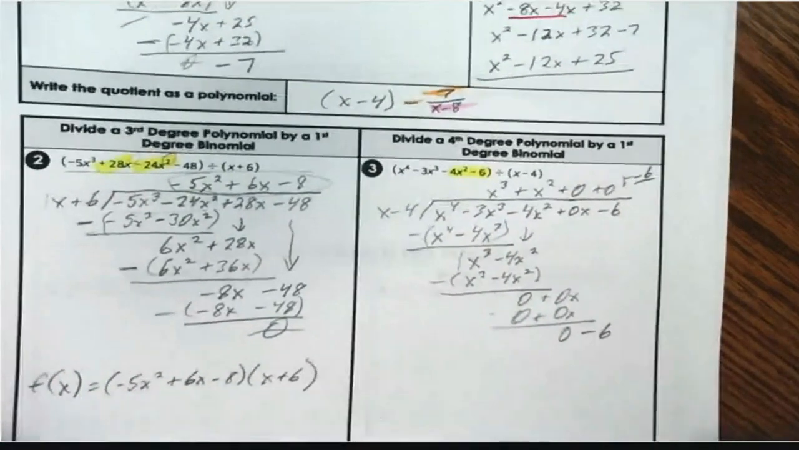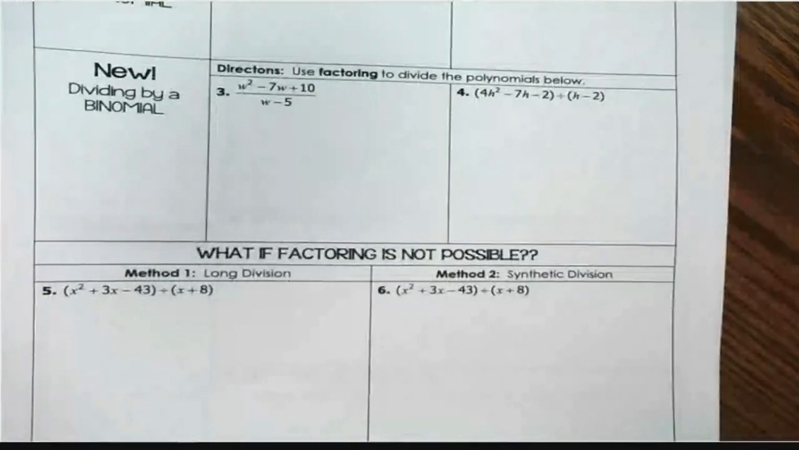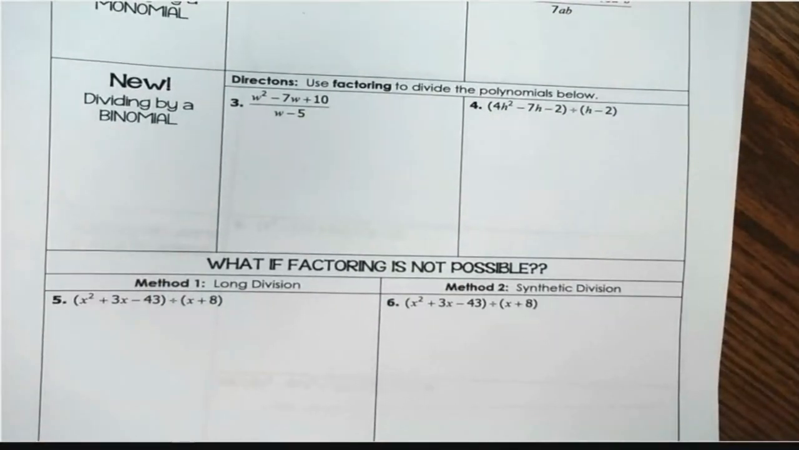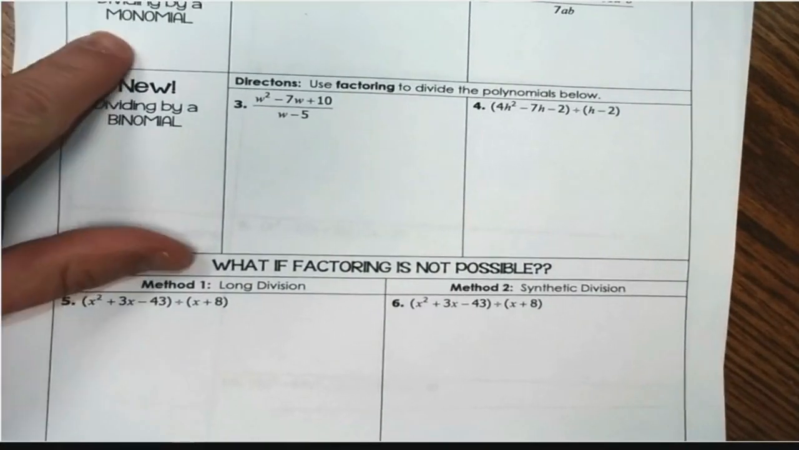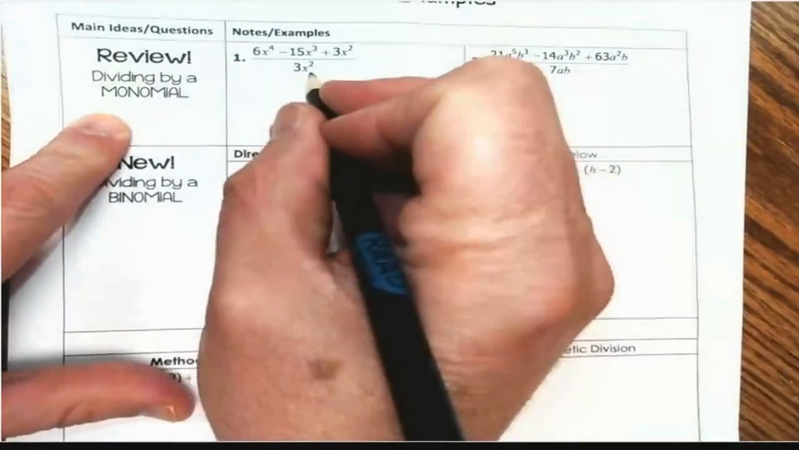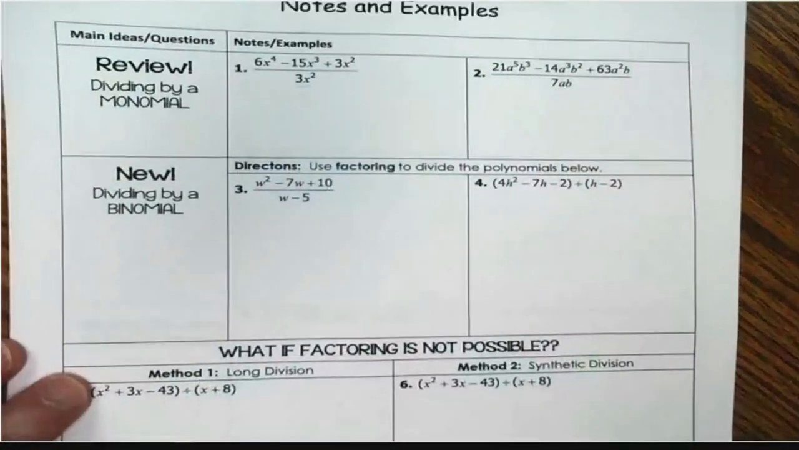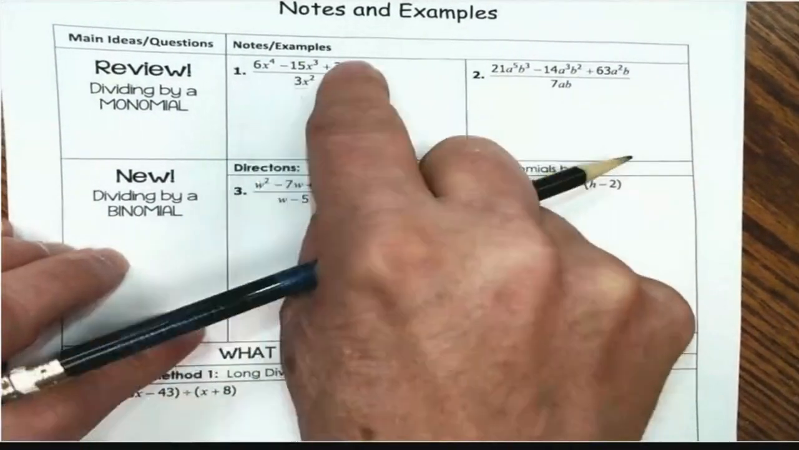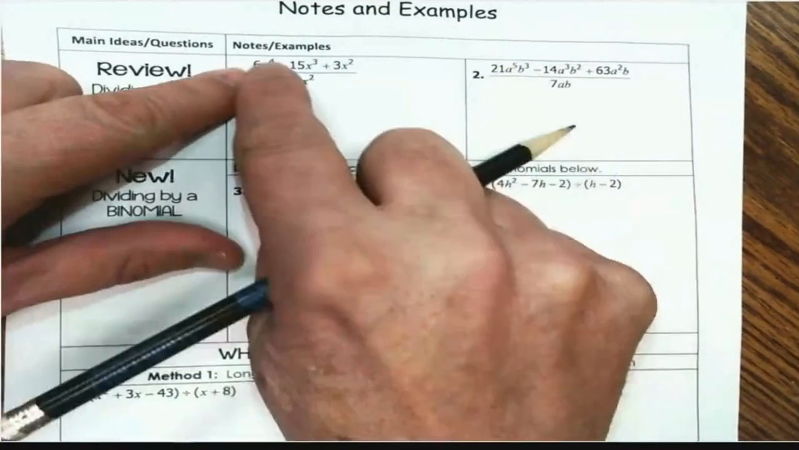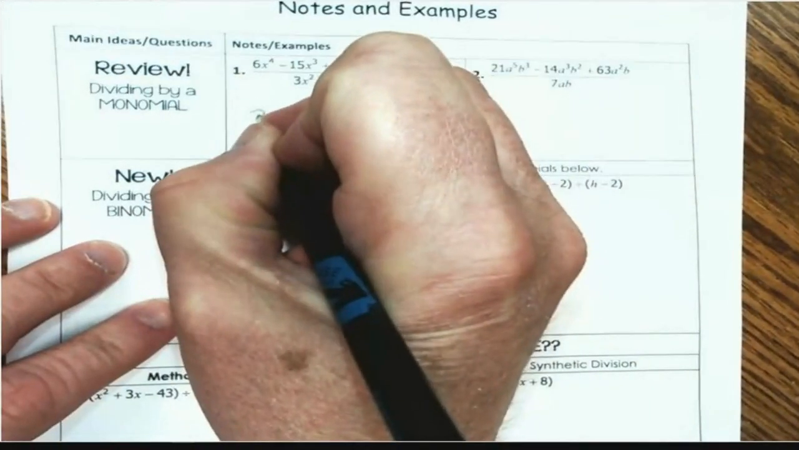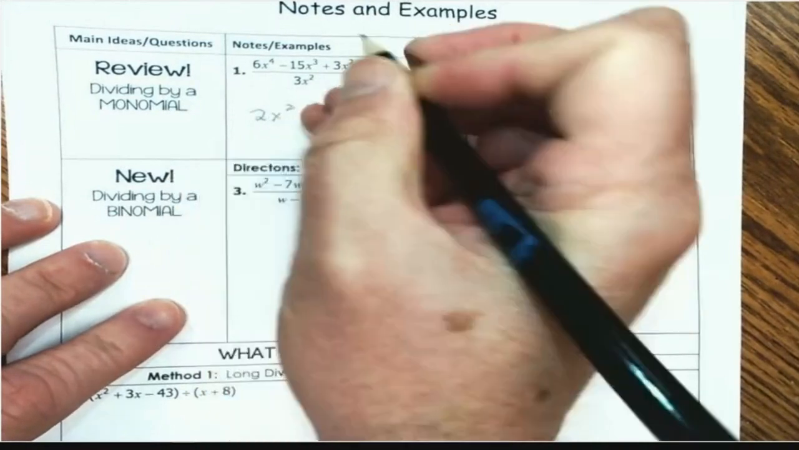Now let's show you the fun way to do this. All right, so the first thing it talks about is dividing by a monomial. Not a binomial, not a trinomial, just a single term like 3x squared. So to divide that, we just divide this into each term. 6x to the fourth divided by 3x squared is 2x squared, because 6 divided by 3 is 2.